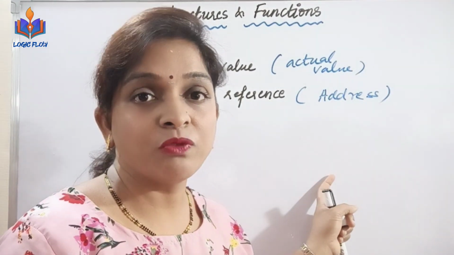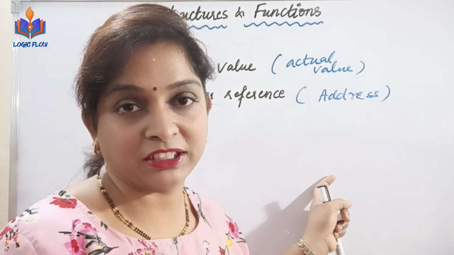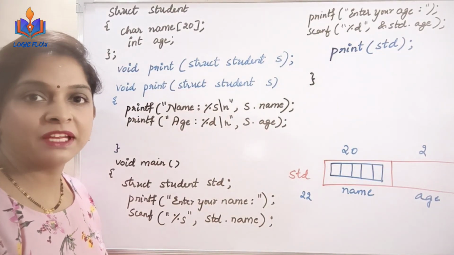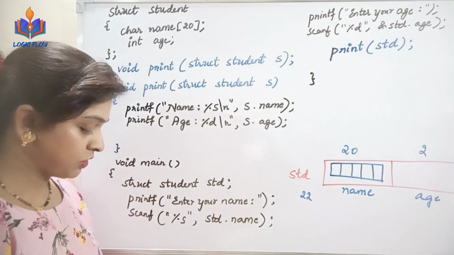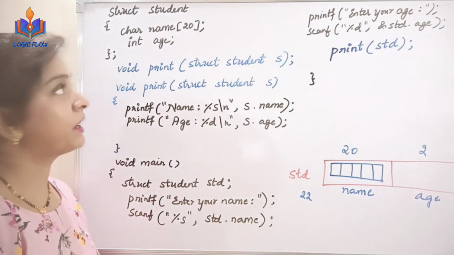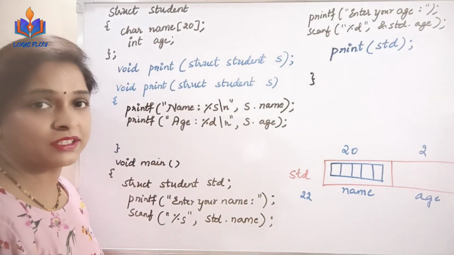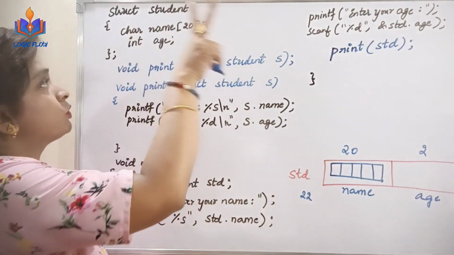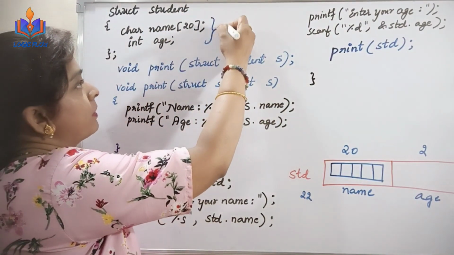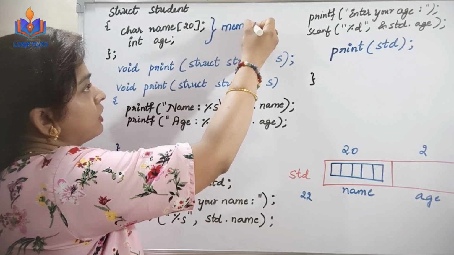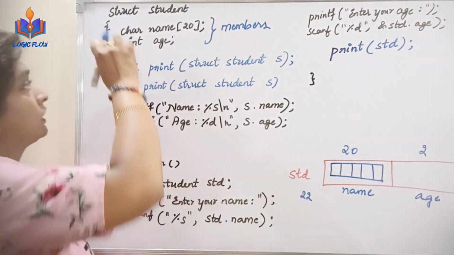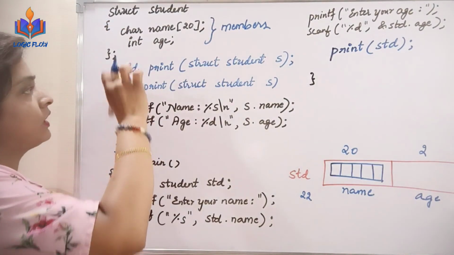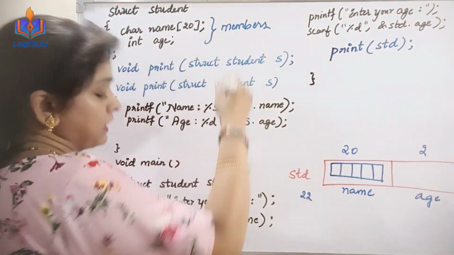In today's video, we will see the call by value method. So here we go with a complete program to understand structure and function. Here we have a structure by name student. I say struct student, the structure definition part. We have two members, that is name and then age. The definition part is done, semicolon, and then the function declaration.